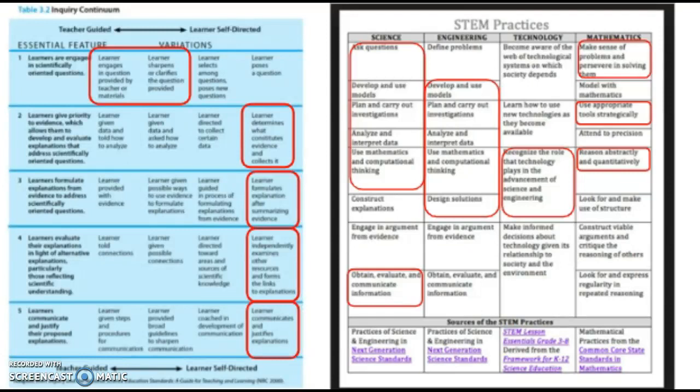I really like this activity because it involves all of the STEM practices from science, engineering, technology, and mathematics, as I have shown circled here, and the inquiry continuum also is right here. The only thing that is teacher guided will be the question, and then everything else is student directed. They also have to justify the reasoning for making the slide the way that they did or making the changes.